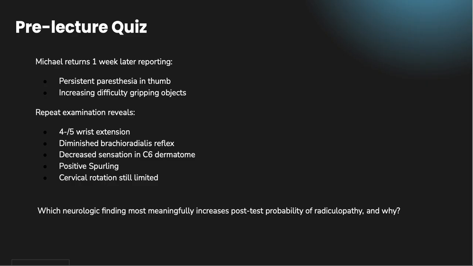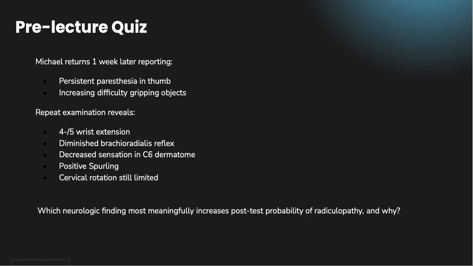Question number 2. Stop if you can, read this. Which neurologic finding most meaningfully increases post-test probability of radiculopathy and why? And the correct answer is the diminished reflex. Why? Clustered neurologic findings significantly increase the likelihood.